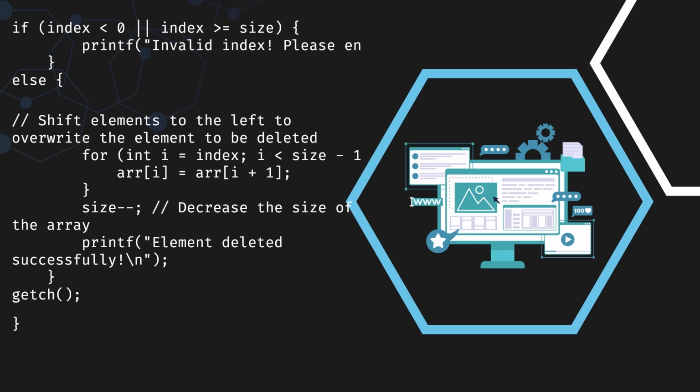This will shift elements to the left to override the element to delete it. I have used one for loop, starting i equals index, i less than size minus 1, and i plus plus. So this will run a loop starting from index up to size minus 1. Now what I have done is assign arr of i plus 1, the next element, to the previous element arr of i. After this I am reducing the size, size minus minus, so this will decrease the size of the array. At the last I am printing a message: elements deleted successfully. This is how we can delete an element from the array.